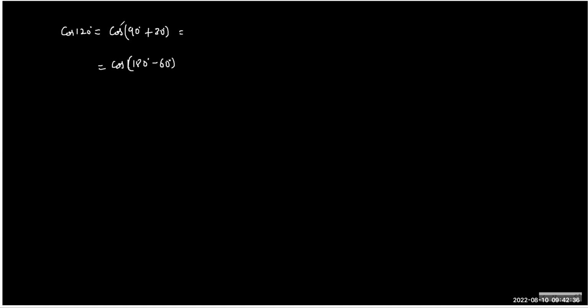And in the complementary rule, cos becomes its complement, sine. And in supplementary, cos remains cos, isn't it? But 120 is in which quadrant? Second. And in the second quadrant, cos is negative. And you can check both answers are the same. Cos 60 is half. Sin 30 is half. We know the answer. Yes or no?